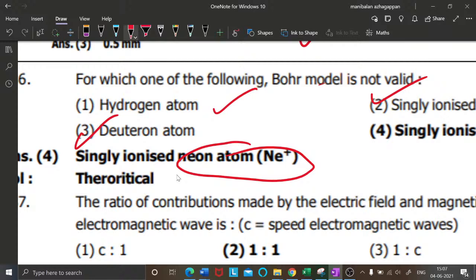The limitation of Bohr's model appears when we go to more than one electron. That is very difficult to measure. That means this is a wrong statement, which is not valid. So the final answer: neon is not valid.